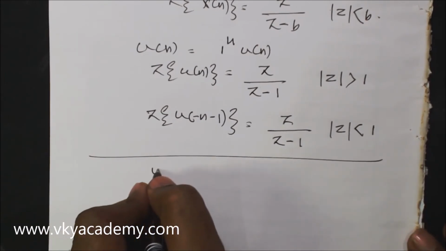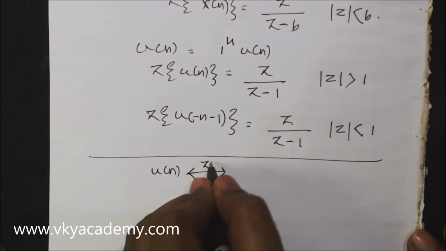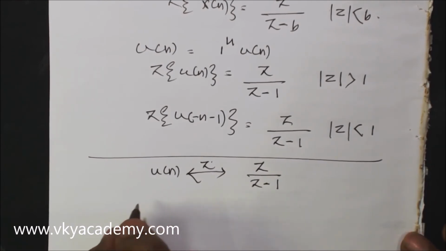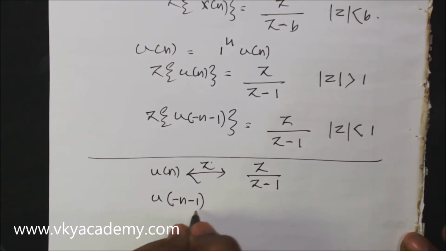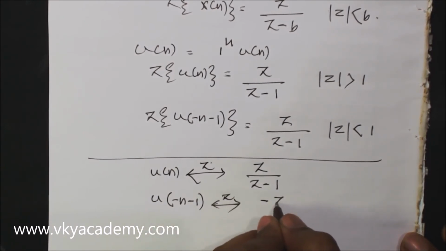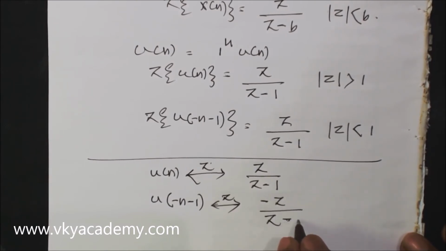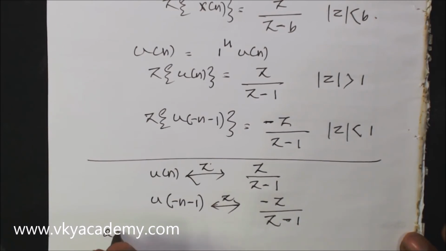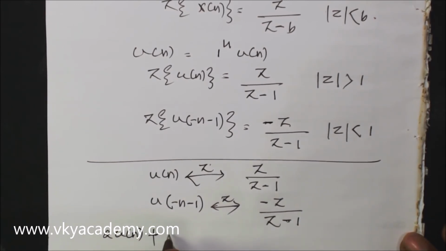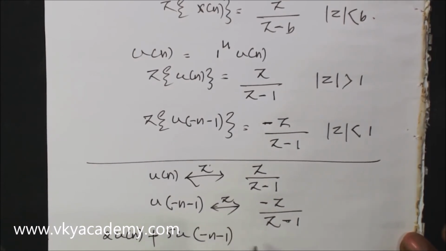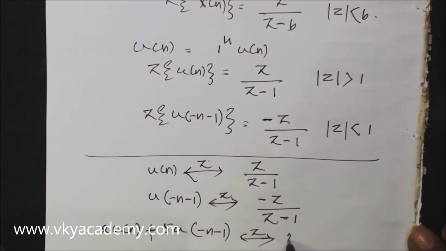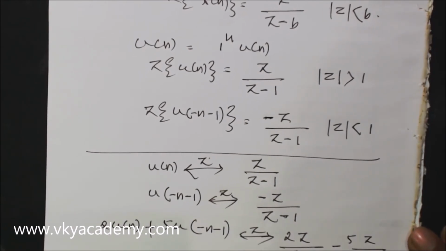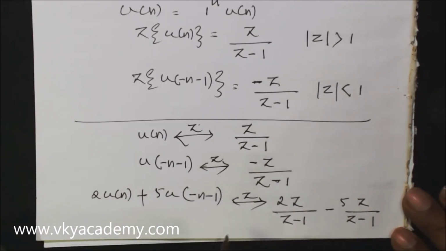Write down the most basic function u of n. Z transform is z upon z minus 1. U of minus n minus 1, Z transform is minus z by z minus 1. Here you have to put 1, and you have to put 1 minus. So 2 times u of n plus 5 times u of minus n minus 1, Z transform will be 2 times z upon z minus 1 minus 5 times z upon z minus 1, according to the linearity property.